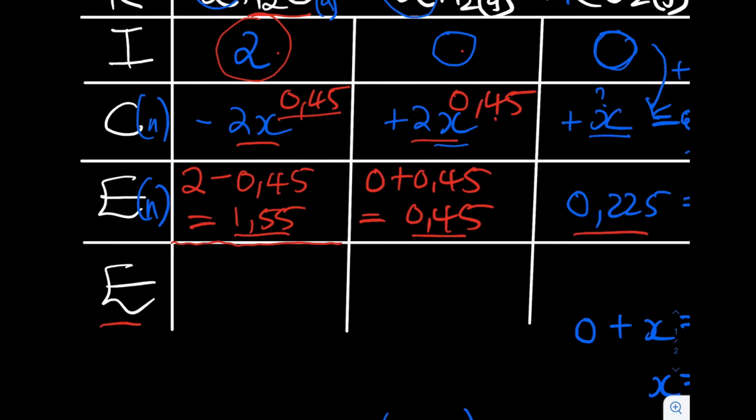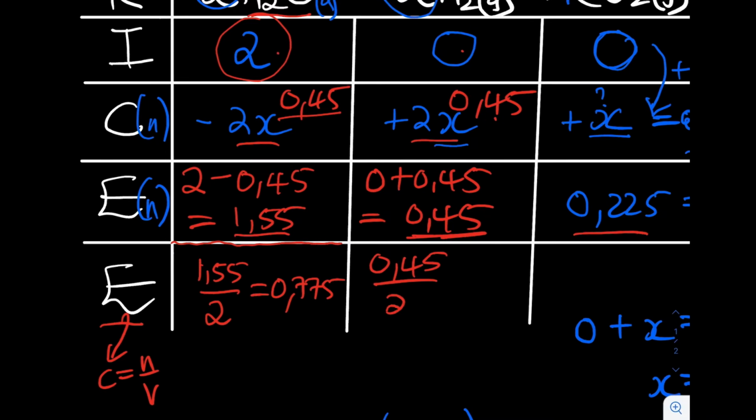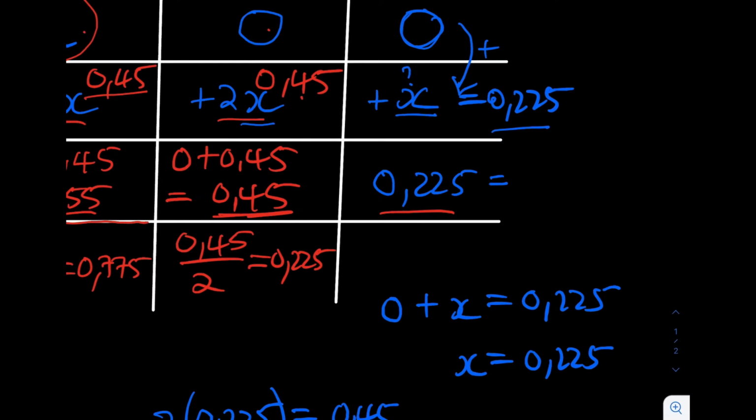Now, the last row, E, is the concentration. So we have to calculate the concentration using the formula C is equal to n over V. The number of moles, 1.55, divided by the volume in which this reaction is taking place, which was 2 cubic decimeters. So the answer is going to be 0.775. Here we'll do the same: 0.45 divided by 2 is going to be 0.225. Same thing here, 0.225. We divide by 2, it's going to be 0.1125.